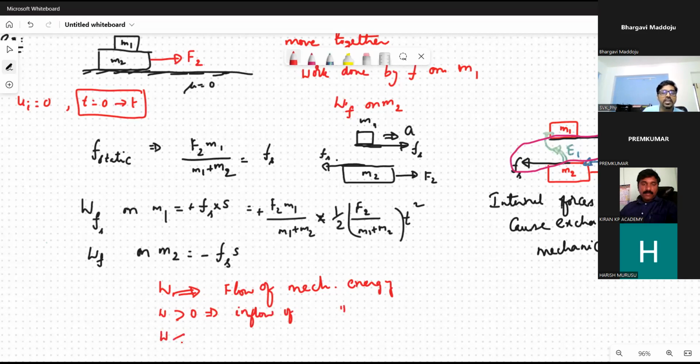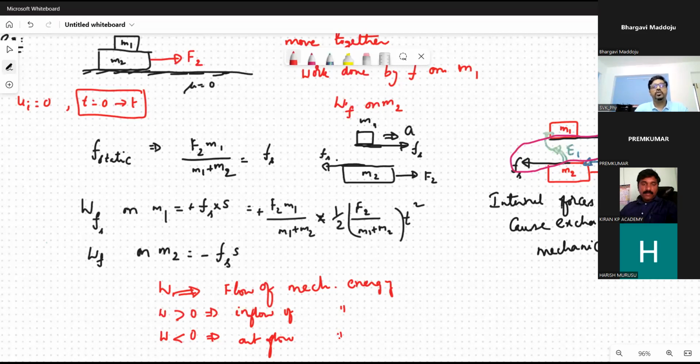So work done is negative, meaning it is an outflow of mechanical energy. The body is losing energy. So I tell them, imagine force to be a syringe sucking blood from the body whenever the force is doing negative work, and injecting some medicine into the body whenever it is doing positive work. That way you can visualize it.